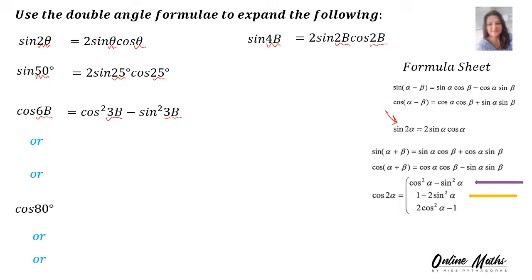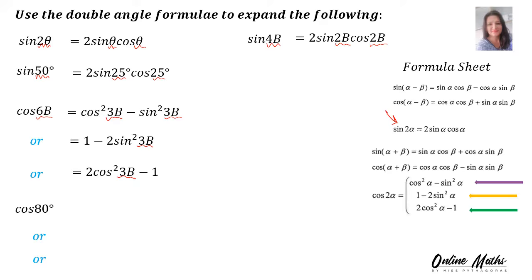Or if we want to use the second formula for the cos double angle, we can write it as 1 minus 2 sin squared 3b. Or if we want to use that one where the green arrow is, the rule 2 cos squared alpha minus 1, you can write it as 2 cos squared 3b minus 1.